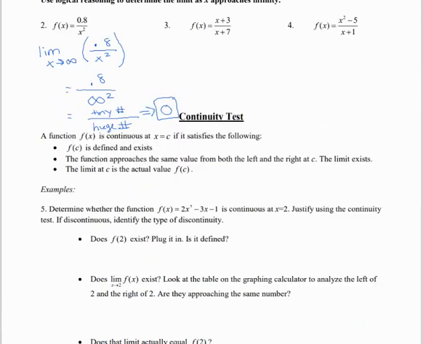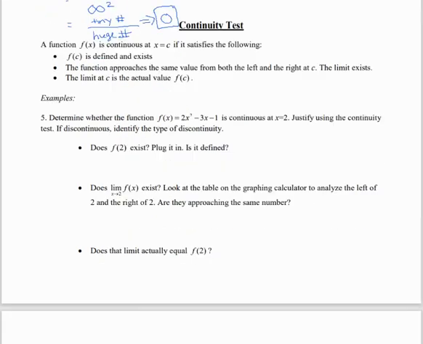The third thing is that the limit at c has to actually be the value of f of c. I'll explain that as we do an example. So this first one here: determine whether our function is continuous at 2. And if it is, fantastic. And if it's not, what type of discontinuity is it? If I plug 2 in here, I would have 2 times 2 squared minus 3 times 2 minus 1. So is that defined?